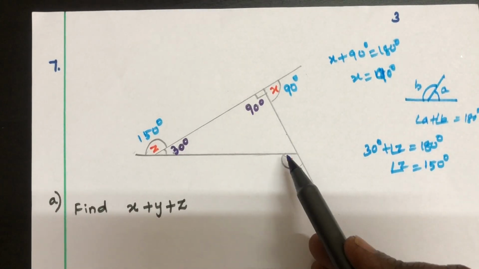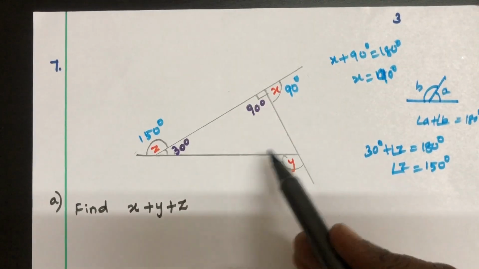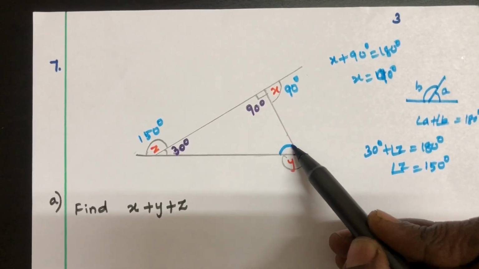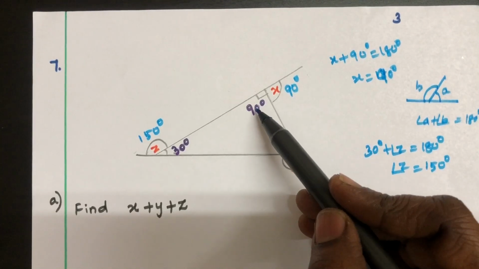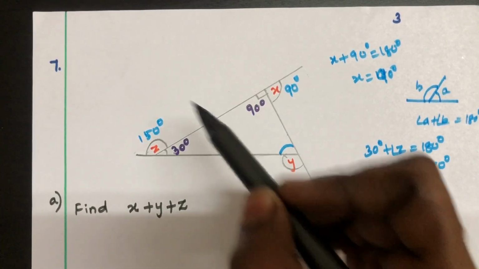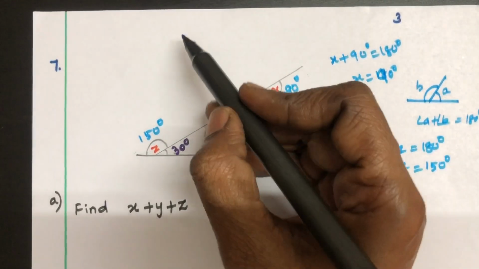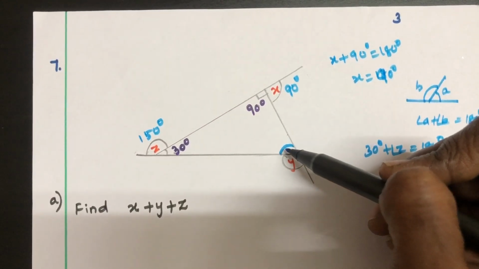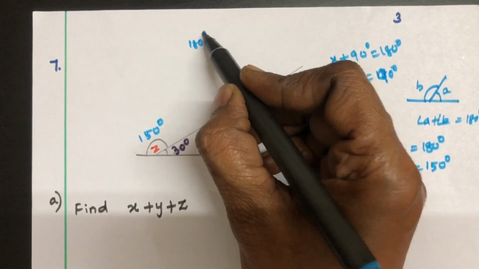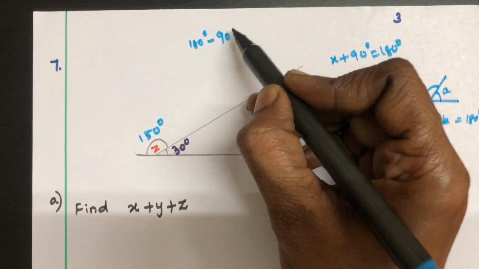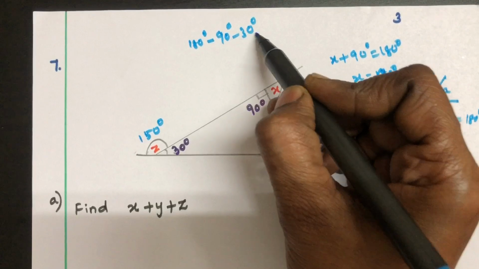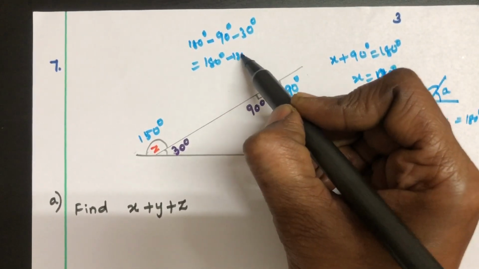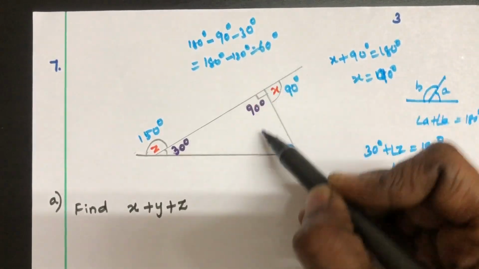Now what is the value of this? For a triangle, the interior angles must sum to 180 degrees. So this angle must be 180 degrees minus 90 degrees minus 30 degrees, right? See, all the interior angles equal 180 degrees. That means the addition of these two angles, so 180 degrees minus 120 degrees, which is equal to 60 degrees.